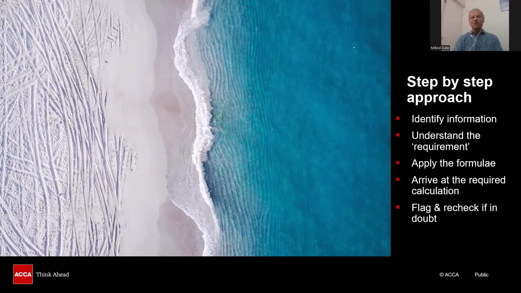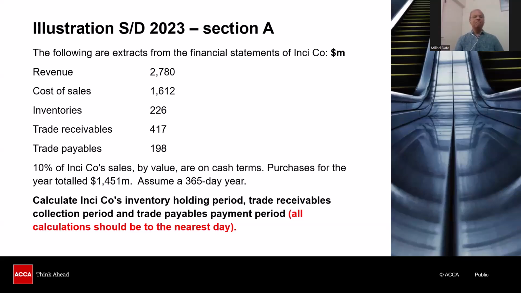Let me illustrate this with the September-December 2023 sample examination. A small piece of information is available to you here. Extracts from financial statements listing out revenue, cost of sales, inventories, trade receivables, and trade payables. Plus, some more quantitative information is provided. 10% of the sales by value are on cash terms. Purchases for the year totaled so many $1 million. And very crucial, you're supposed to assume a 365-day year.